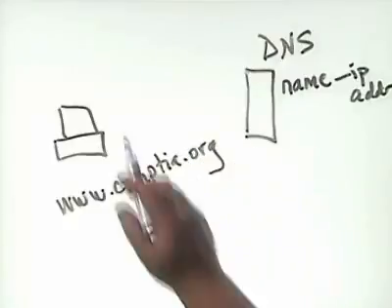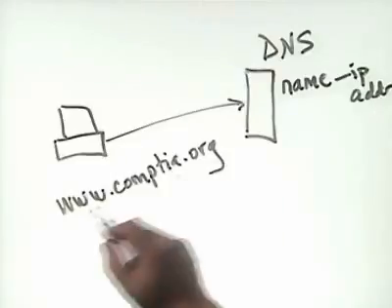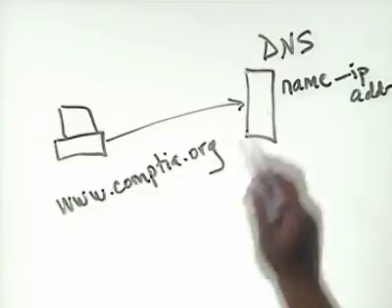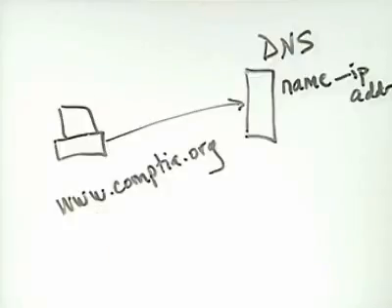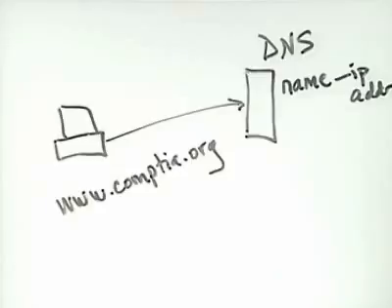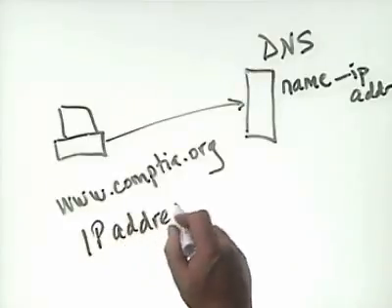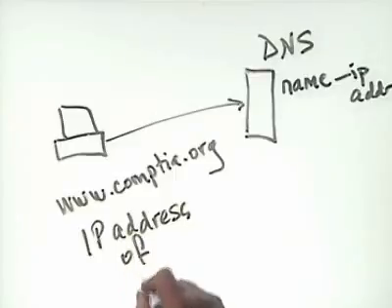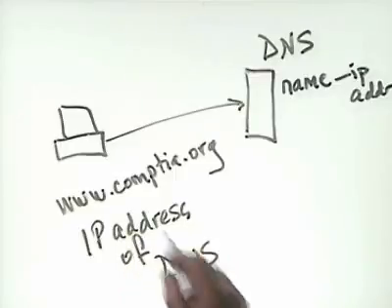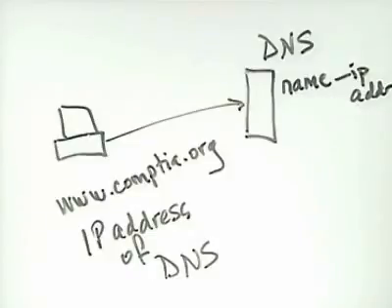www.comptia.org, my computer would ask the DNS server for the IP address that matches the name that I give it. The DNS server would then reply with the IP address, and the computer would then use the IP address to communicate directly with that computer. So when I configure my computer with a network connection, I need to identify the IP address of a DNS server that the computer can use to resolve the name into an IP address that it can use.